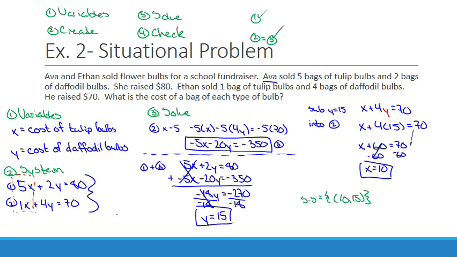But this is a word problem, so you want to answer with meaning in the context of the question. So I'm going to use a poor sentence, but packages of tulip bulbs cost $10, and daffodil bulbs cost $15.